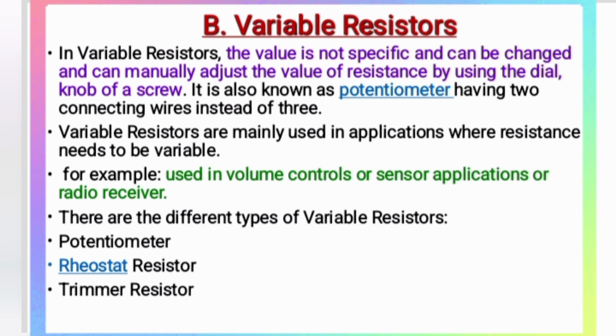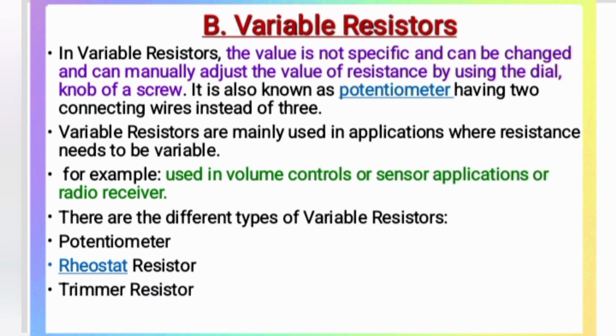In variable resistors, the value is not specific and can be changed. You can manually adjust the value of resistance by using the dial knob or a screw. It is also known as a potentiometer, having 2 connecting wires instead of 3. Variable resistors are mainly used in applications where resistance needs to be variable, for example, in volume controls, sensor applications, or radio receivers.